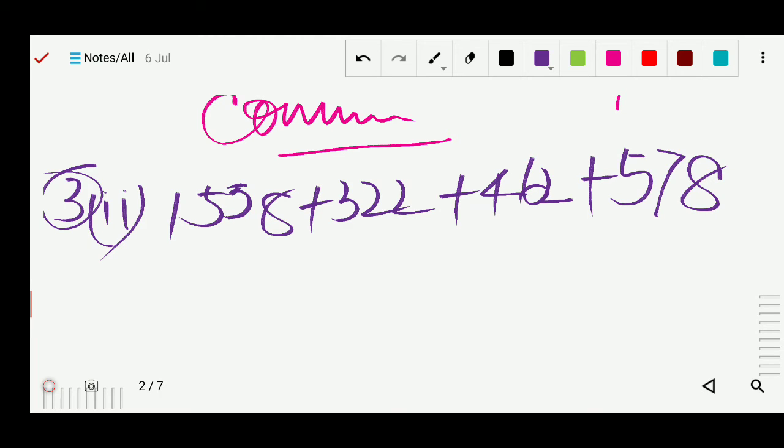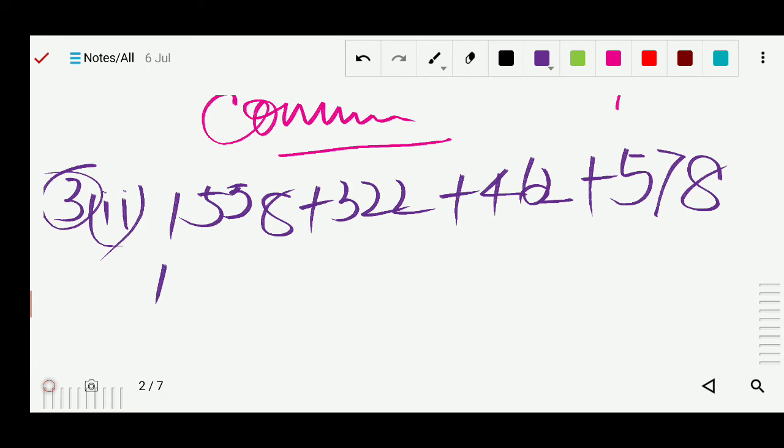Okay, so what will we do? Find the sum by suitable arrangement. We have to arrange it. Arrange means what? We will do the grouping. Arrange is also sometimes called grouping. We are grouping it in such a way that we can add easily.